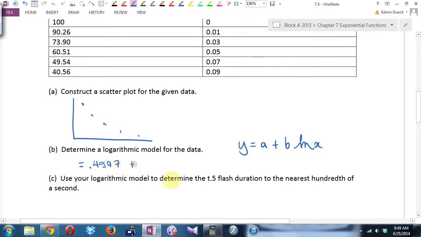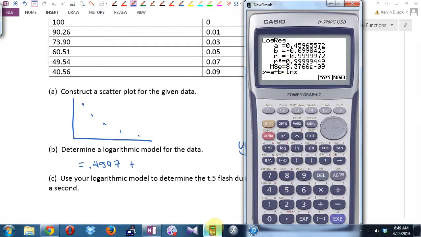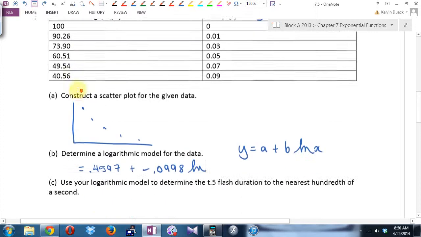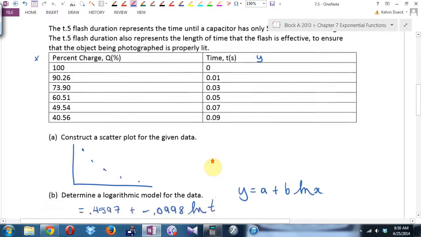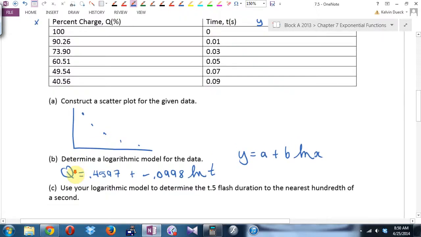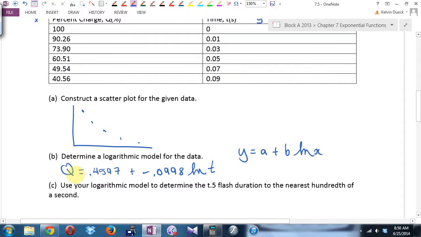0.4597 plus, and then what number is in front of ln? Negative 0.0998 ln. Oh, but I don't want to use x. What letter should I use for my x variable? t. And what letter should I use for my y variable? Q, where Q tells me what percent this capacitor is charged.